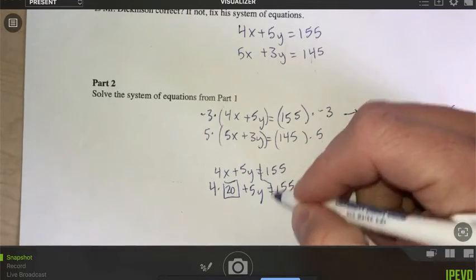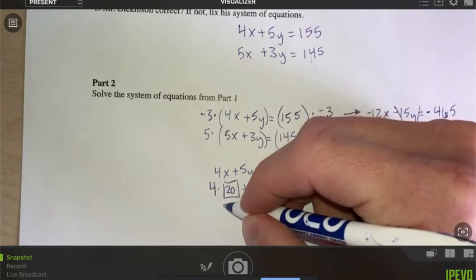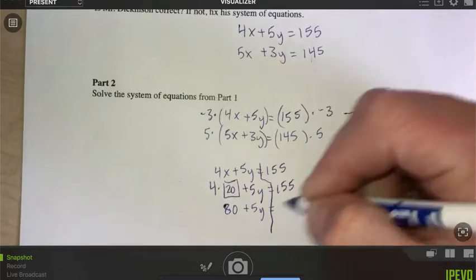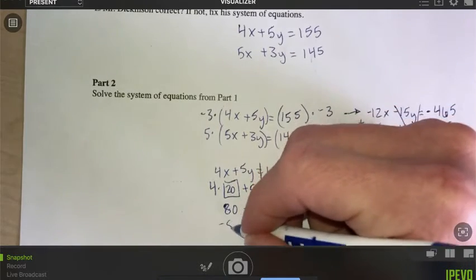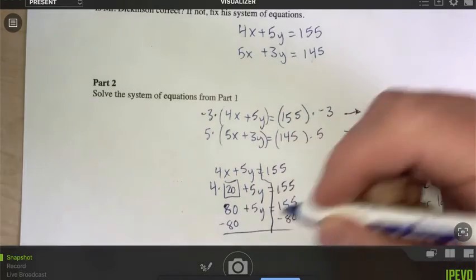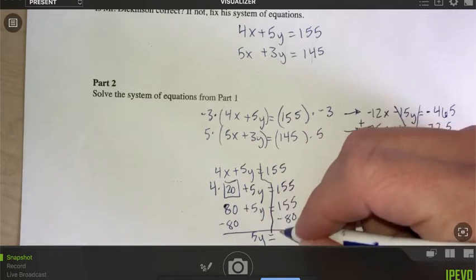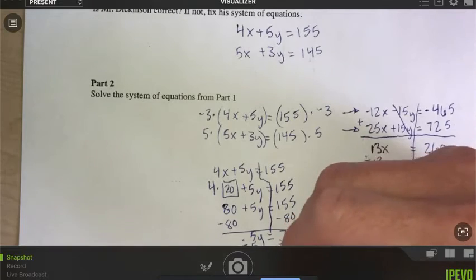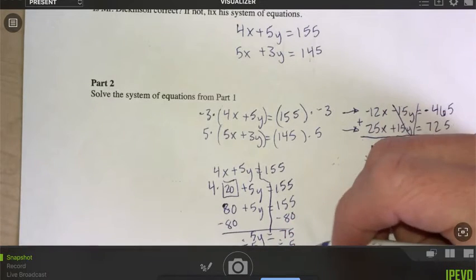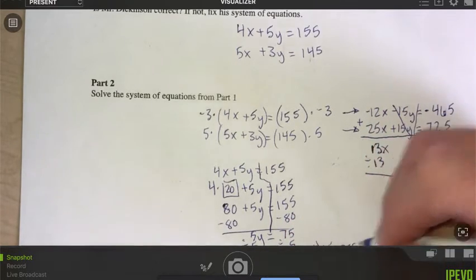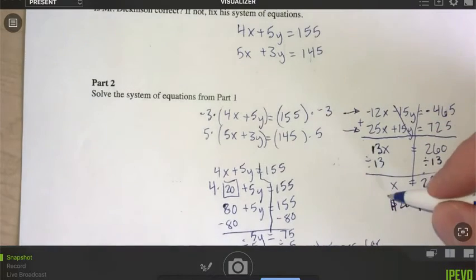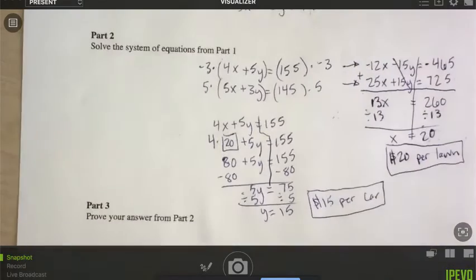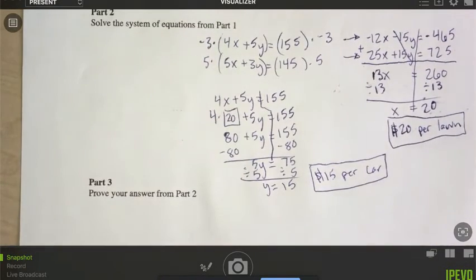there's my 2 sides in case you need it. It's going to be 80 plus 5y equals 155. All right, and so I'm going to end up with 5y equals 75. And once I divide both sides by 5, I get y equals 15. So that is going to mean $15 per car. Those are my two conclusions. Now sorry, it would help if I moved up my paper.